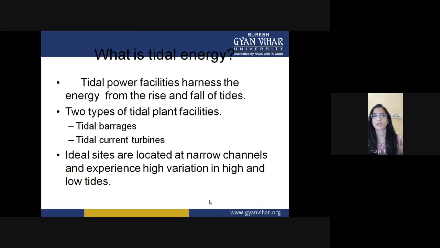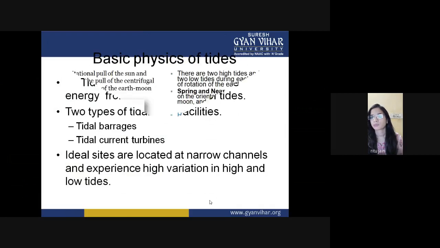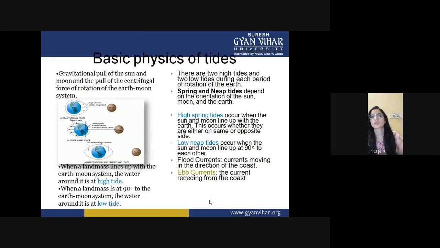By using this energy, we can generate electricity. There are two types of tidal plant facilities: one is tidal barrages, the second is tidal current turbines. Ideal sites are located at narrow channels and experience high variation in high and low tides. Now, the basic physics of tides: one is the gravitational pull of the sun and moon, and the other is the pull of the centrifugal forces of rotation of the earth-moon system.